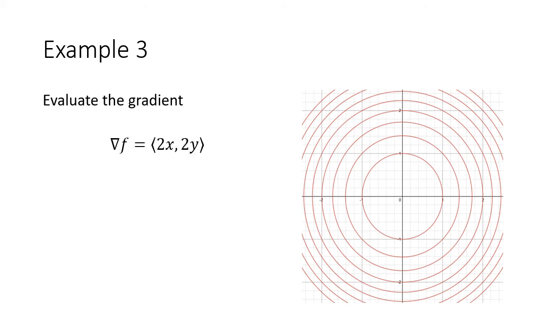Now I want to evaluate my gradient at those different points. So we'll start with the ordered pair 1, 1. If I plug in the ordered pair 1, 1, 2 times 1 is 2, 2 times 1 is 2, so I get the vector 2, 2. And if I start at my ordered pair 1, 1 and move in the x direction 2 units and the y direction 2 units, well, there we go. And hopefully we can see clearly that it is making a right angle here with the tangent. It's making a right angle with my level curve.